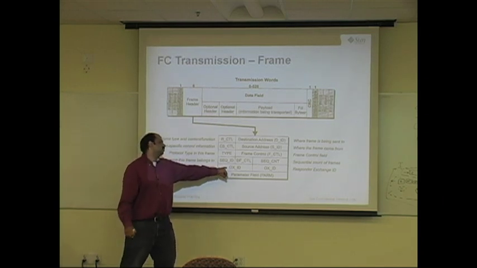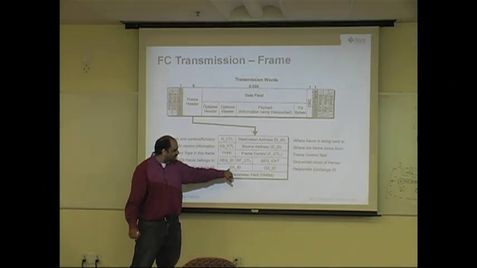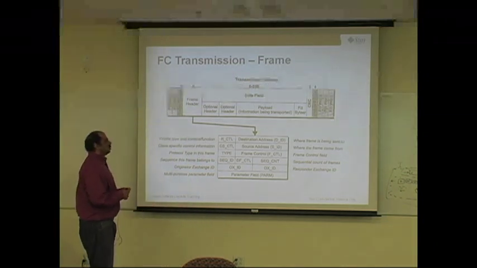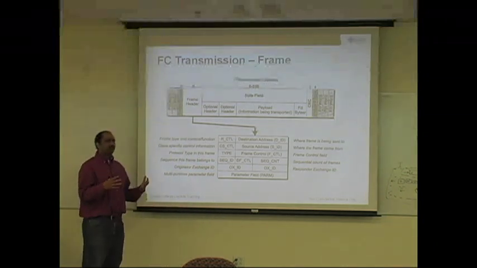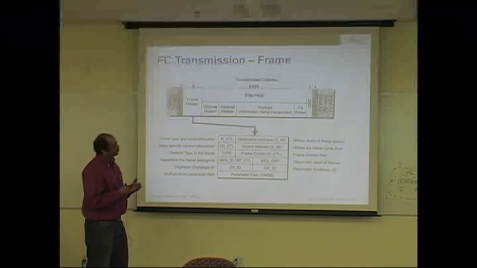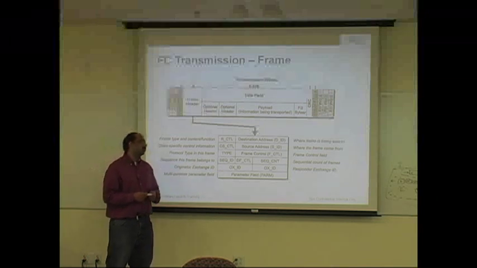And then there is an originator exchange ID, and this slide is actually not correct. This is RX ID, the responder exchange ID. So both initiator and target track exchanges in terms of exchange identifiers. The guy who starts an exchange is called an originator, the guy who responds is called a responder. So both of them maintain exchange IDs.